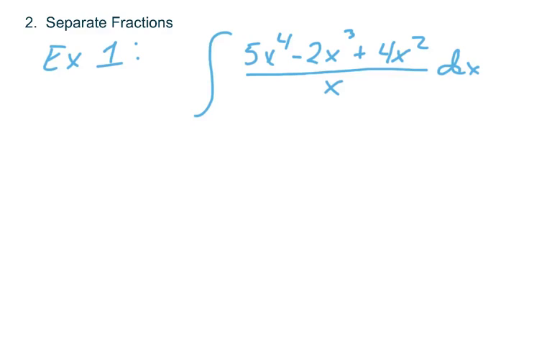Same thing with the antiderivative. There's no quotient rule comparable for the antiderivative. I can't use a quotient rule type thing. So we need to separate the fractions. And what do I mean by that? Well, we are going to separate the fractions. So that means that I'm going to take each term in the numerator and divide it separately by the denominator.